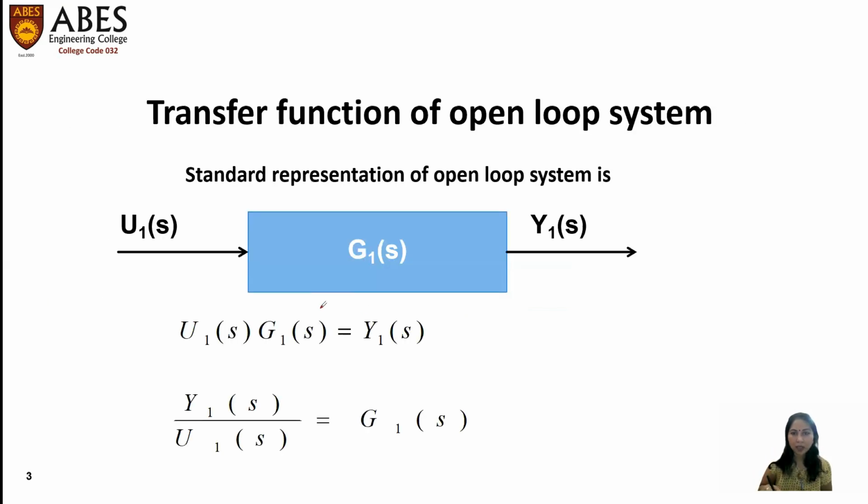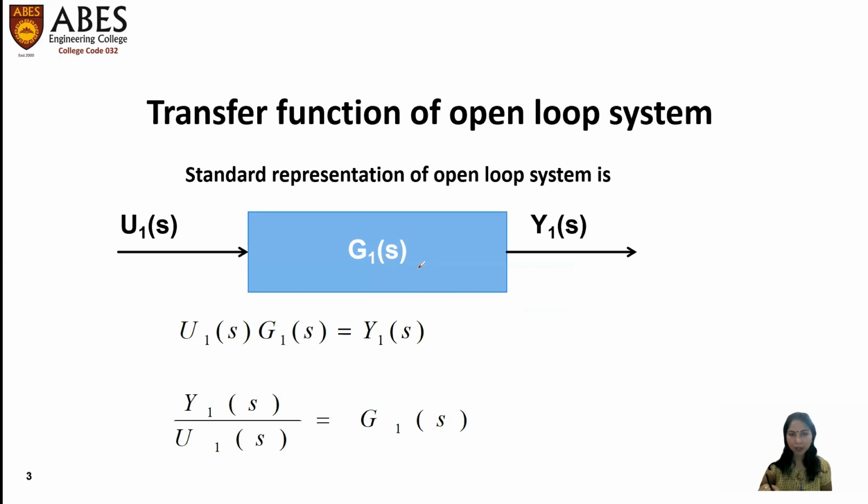Now, there are two types of systems. One is the open loop system, another one is the closed loop system, right? First we'll see the transfer function of the open loop system. How can we represent the transfer function of an open loop system? This is the standard representation of the system.